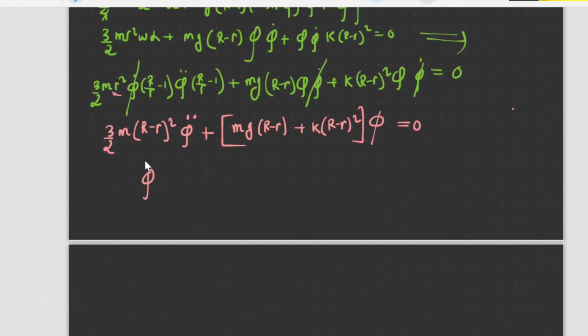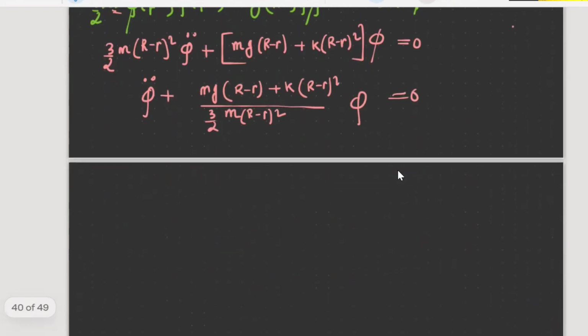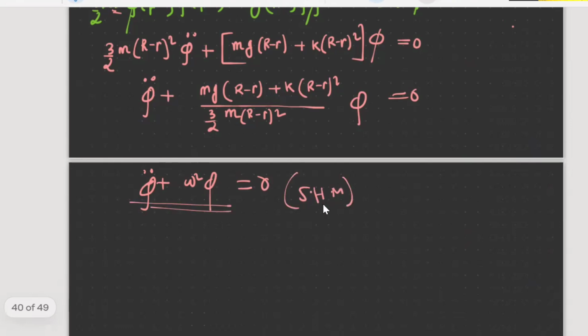Now we're getting phi double dot plus mg of capital R minus small r plus k r minus r square by 3/2 of m r minus r square, phi equal to 0. Is it looking very similar to the SHM equation? This is the standard SHM equation.